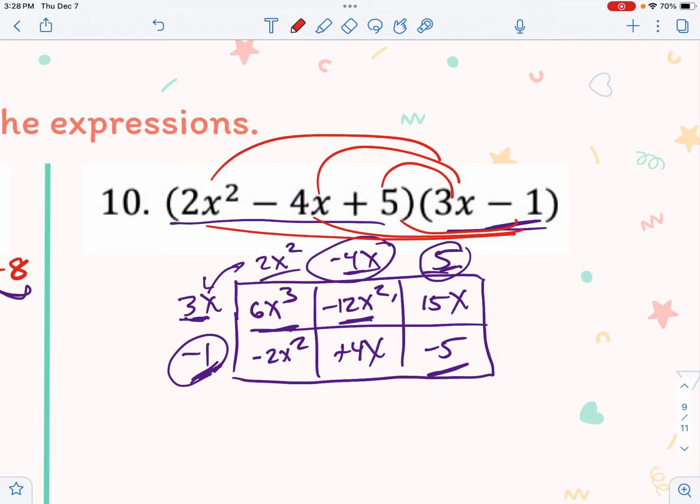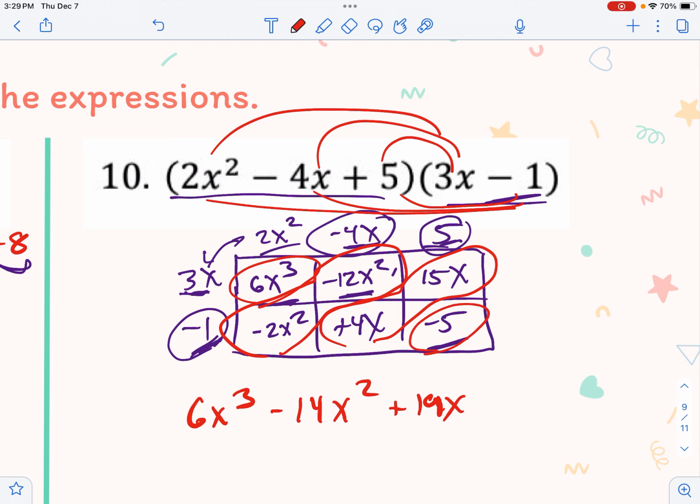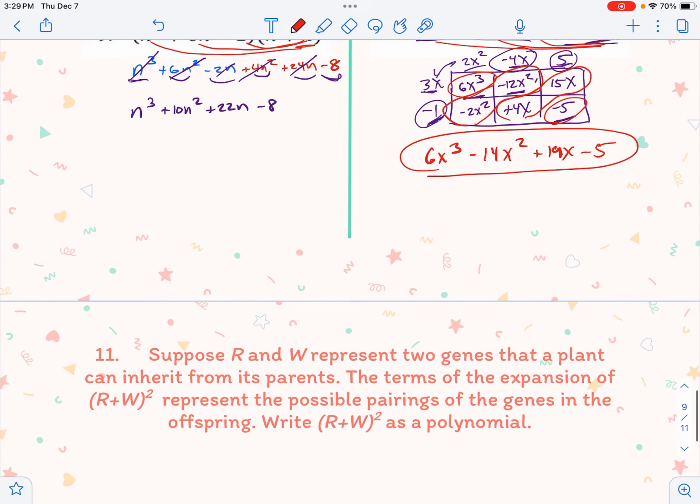There's only one x cubed term, so that's 6x cubed. If you look here, there's 2x squared terms. They're both negative, so it looks like negative 2 and negative 12 is negative 14x squared. 4x and 15x, that adds up to 19x. I don't make it x squared because I'm just adding, not multiplying here. And then finally, a negative 5. And this would be a degree of 3 also. Okay.